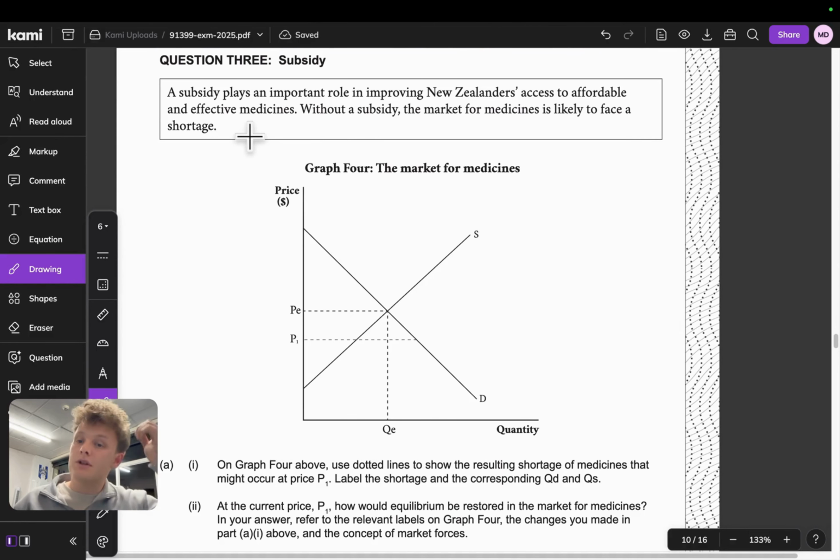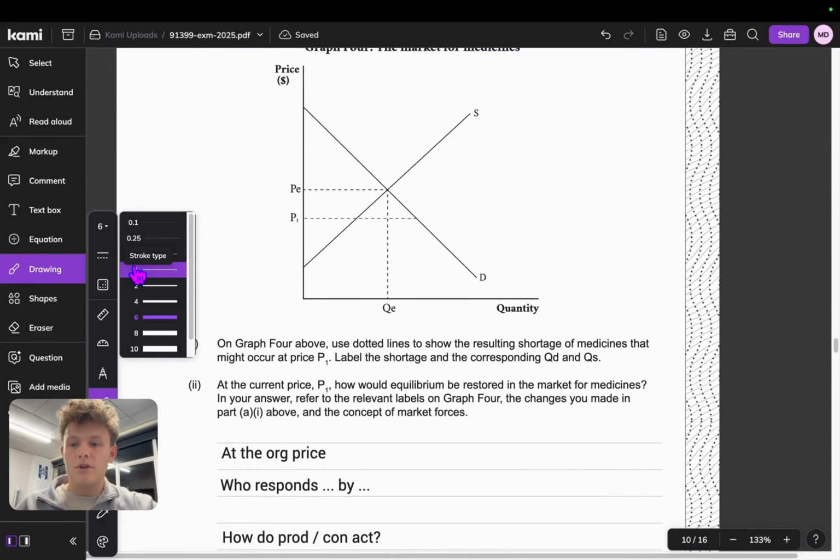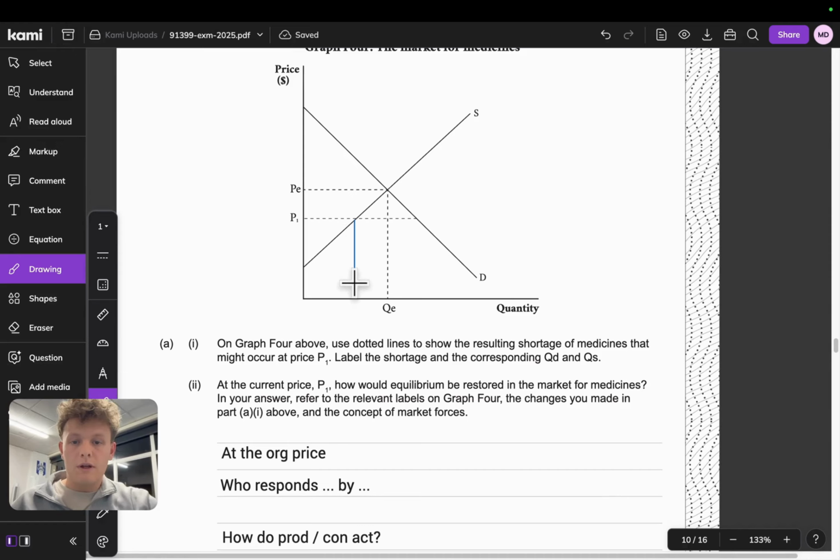Question 3, a subsidy plays an important role in improving New Zealanders' access to affordable and effective medicines. Without a subsidy, the market for medicine is likely to face a shortage. So graph 4 indicates the market for medicines. On graph 4, use dotted lines to show the resulting shortage. So we know we're going to draw our lines down here, and then label the difference between these two, the shortage, because this is our QD, where the price meets the demand curve, and this is our QS, where the price meets the supply curve.